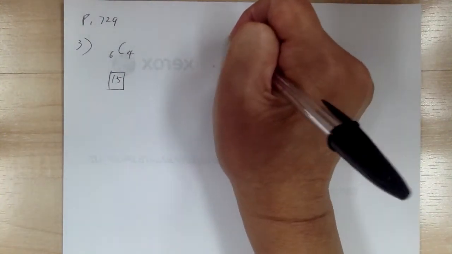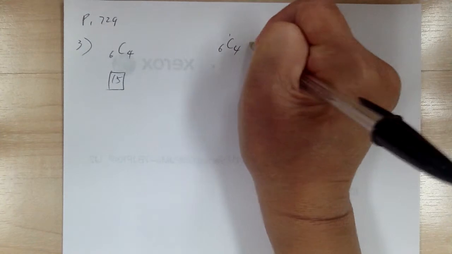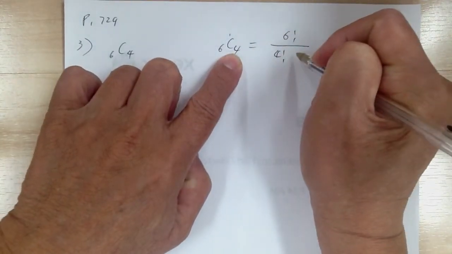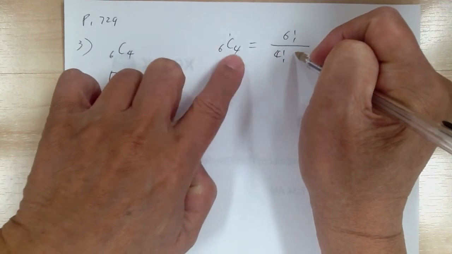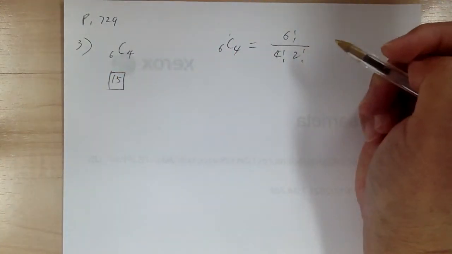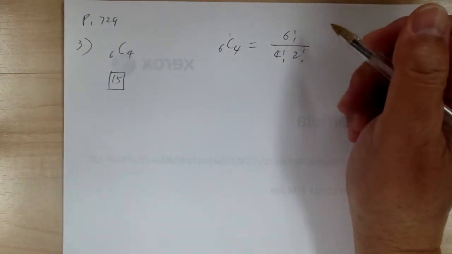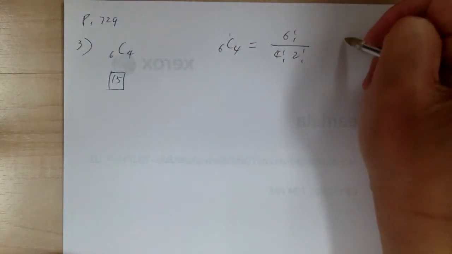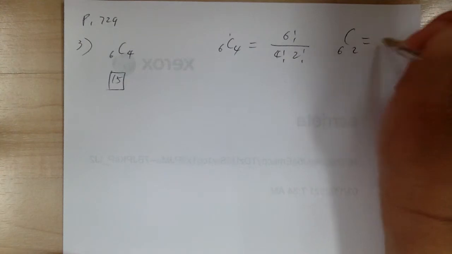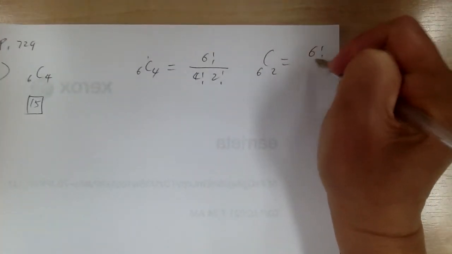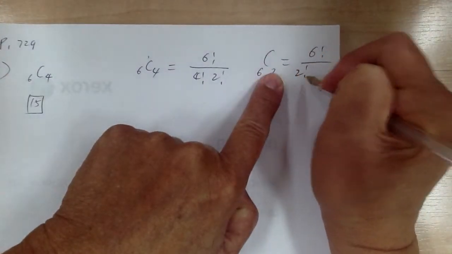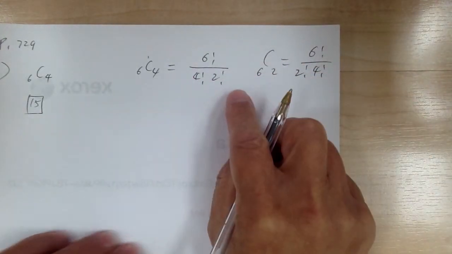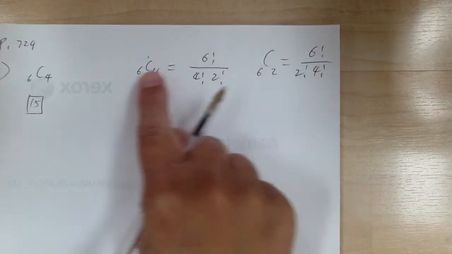Okay, so 6C4 is equal to 6 factorial over 4 factorial, and the difference, 6 minus 4, gives you 2 factorial. Notice that 6C2 equals 6 factorial over 2 factorial, and the difference would be 4 factorial. Notice they are the same.